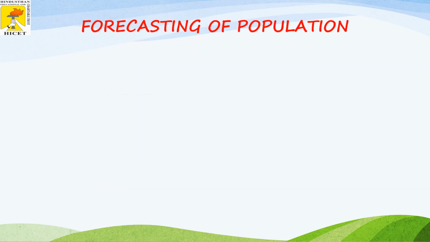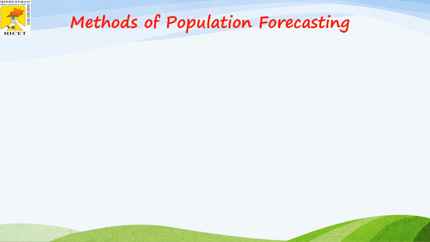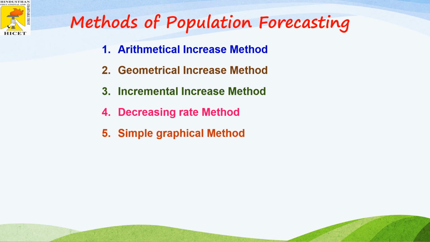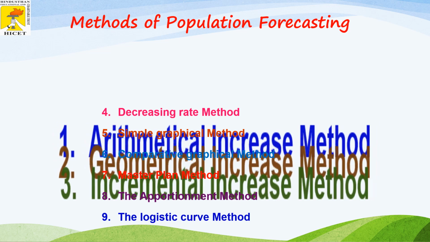Monthly variation, seasonal variation. Factors for population forecast: birth rate, death rate, migration. Then methods of population forecasting: arithmetical increase, geometrical increase, incremental increase, decreasing rate method, simple graphical method, comparative graphical method, master plan method, the apportionment method, the logistic curve method.